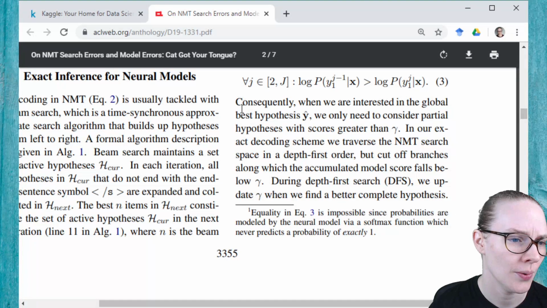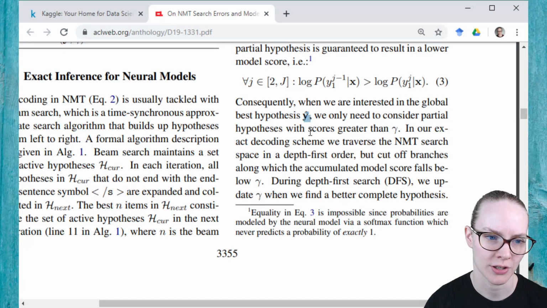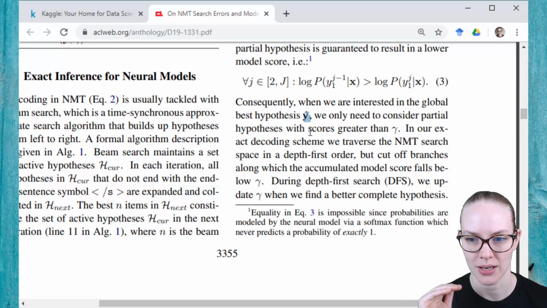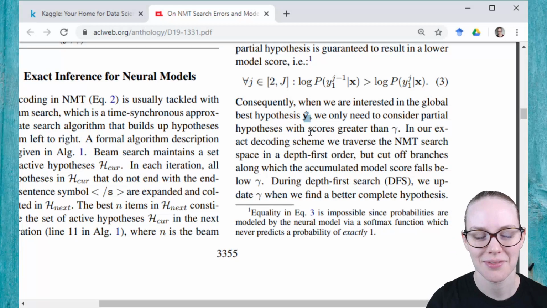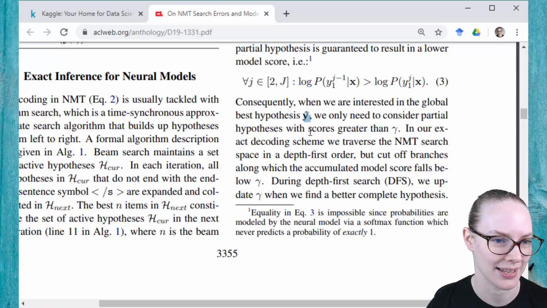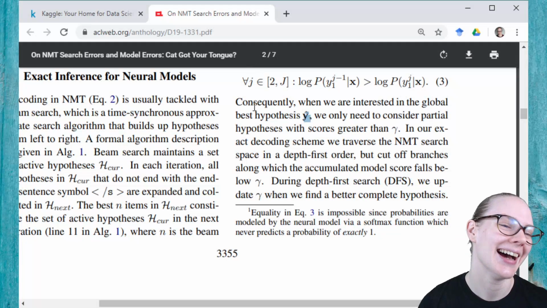Okay, so we want to find the best possible translation. So not just one that kind of works, but the best possible translation. Well, the question of whether or not there is a single best translation in machine translation in general is, I think, a fraught question. But let's pretend that there is one.